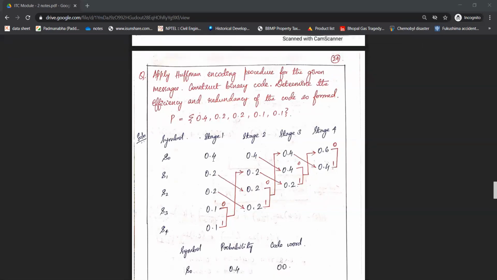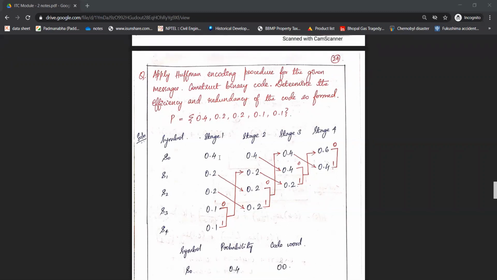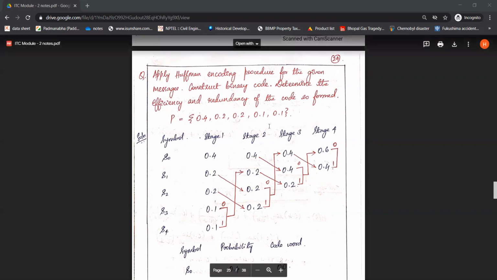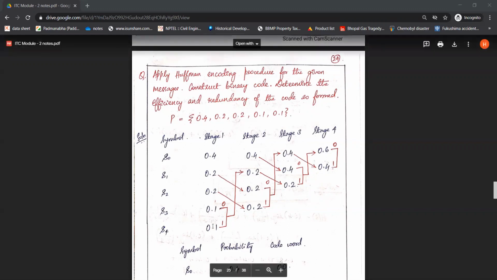In stage 1, we will be arranging all the given values of probability in decreasing order. First we have written the largest value, that is 0.4. Next largest value is 0.2, so we'll write 0.2. We have it twice, so we'll write 0.2 once again. And next we have 2 times 0.1, so we'll write 0.1 and 0.1.